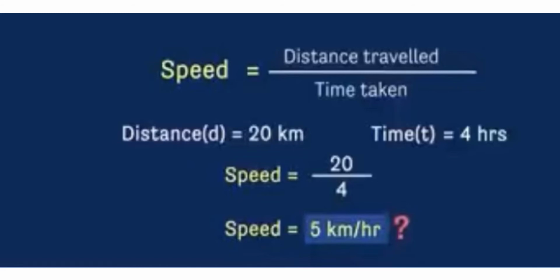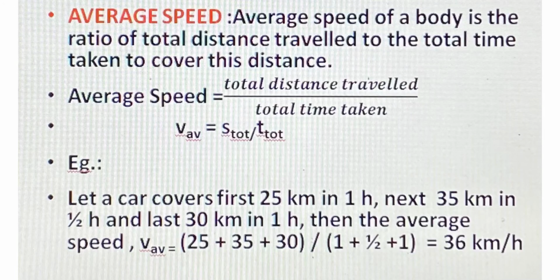Similarly, in between, suppose any obstacle is coming, then its speed will decrease also. So it is not possible that for the whole journey the car is traveling with a speed of 5 km per hour. Then what is this 5 km per hour? It is the average speed of the car with which it was traveling during this period of 4 hours. So let us see what is average speed. So average speed of a body is the ratio of total distance traveled to total time taken to cover that distance. That is, average speed is equal to total distance upon total time.